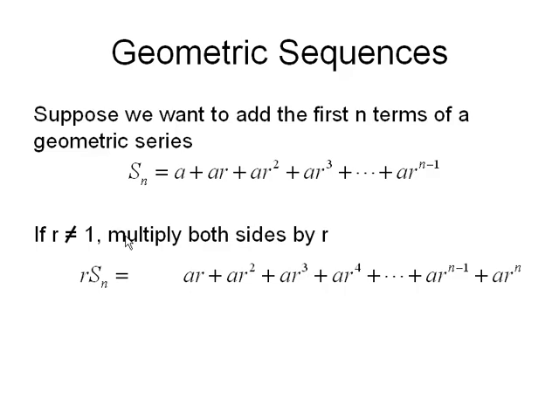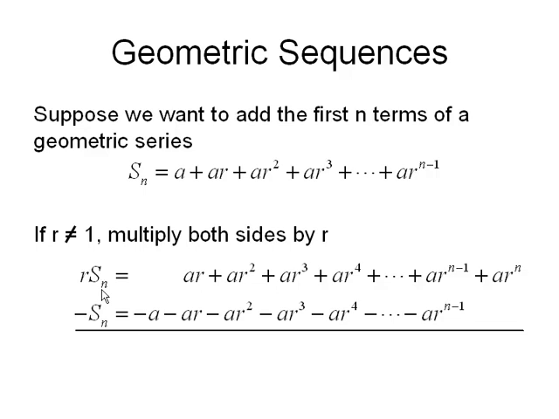If r is not equal to 1, then in order for us to figure out what that sum is, I'm going to apply a little bit of a trick. I'm going to take that original sum that we wrote out here, and multiply both sides of that sum by r. Then I'm going to take the opposite of that sum. So the opposite of S sub n is just going to be minus a, minus ar, minus ar squared, minus ar cubed, and so on.